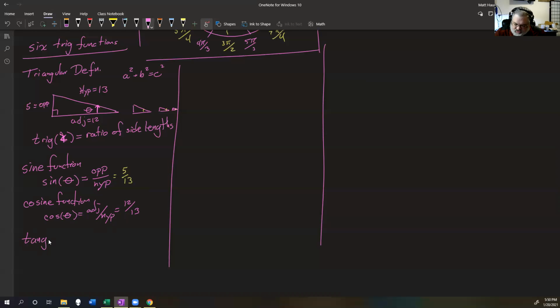The tangent function, its job is to give us a different one. We've got opposite and hypotenuse. We have adjacent and hypotenuse. The tangent's job is to give us the ratio between the opposite and the adjacent themselves, which in this case would be 5/12.